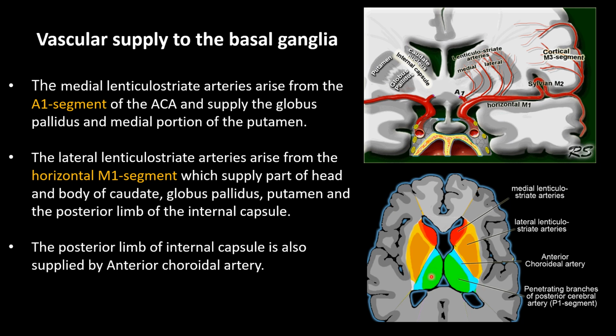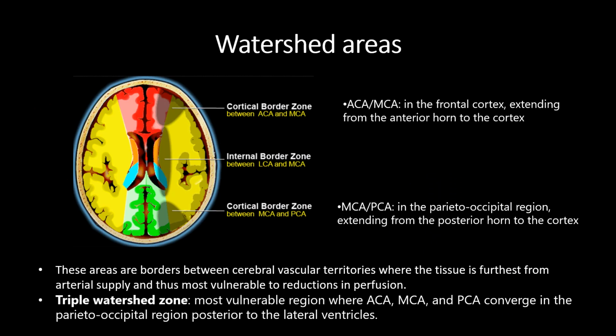Here both the thalami, which are marked in green, are supplied by the posterior cerebral artery. Then these are the watershed areas, which are important to be known, because these areas are borders between cerebral vascular territories where the tissue is furthest from arterial supply and thus most vulnerable to reductions in perfusion.